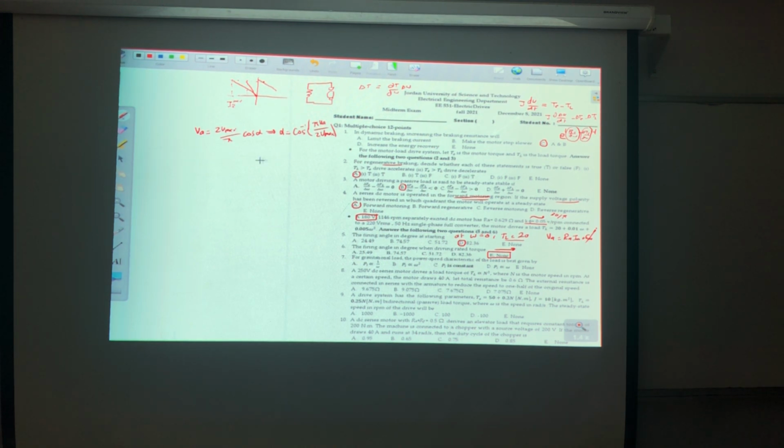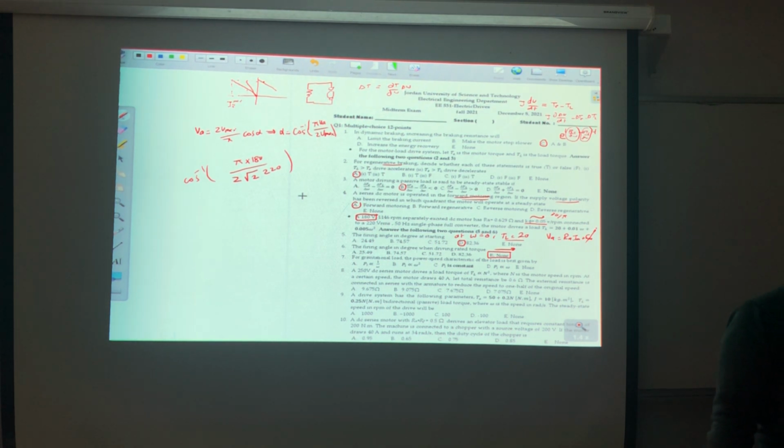Okay. So let's do pi multiplied by 180 over 2 square root of 2, multiplied by 220, cosine inverse. You have the calculator? Calculate. I think you missed the square root of 2. It's V max. And I'm having a calculator here.